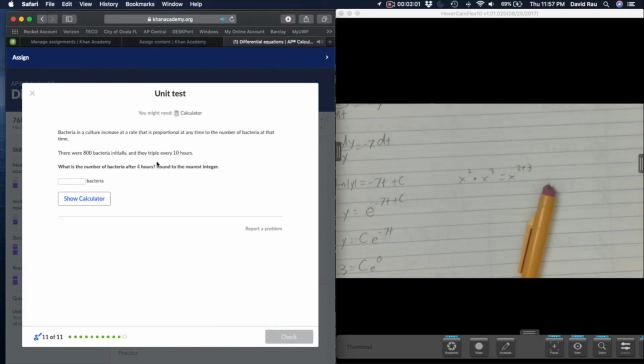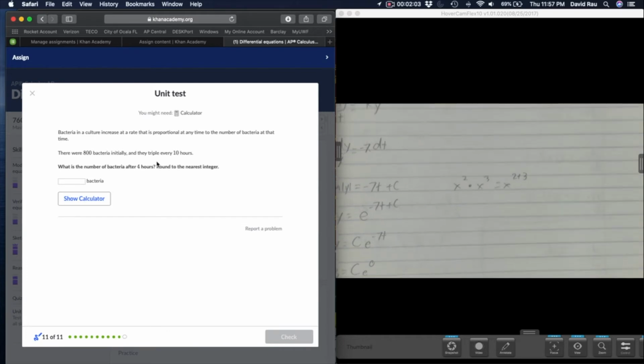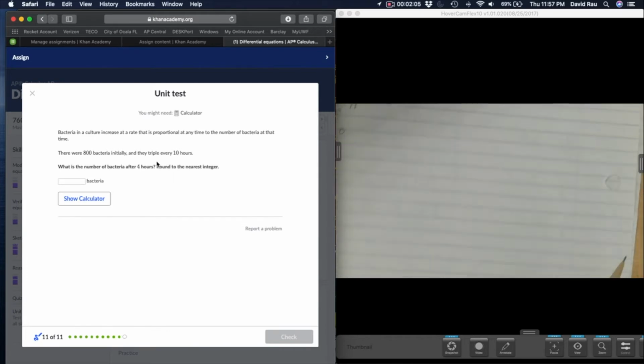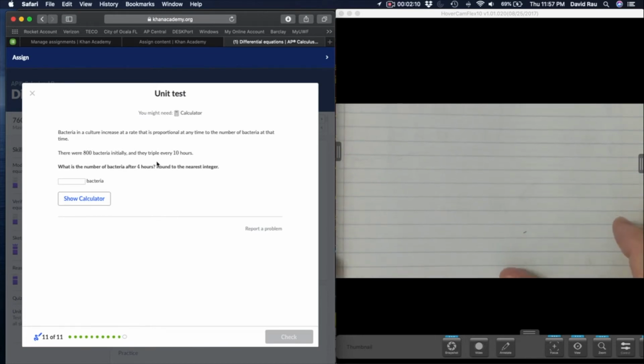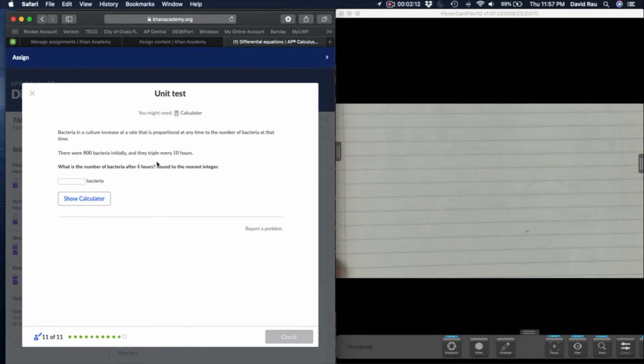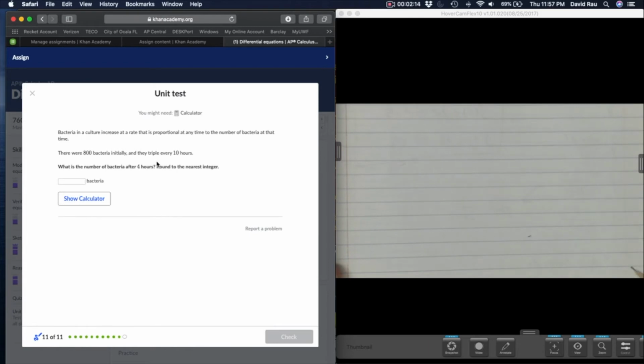All right, last question. All right, the worst one. An exponential model in a word problem. Now this would be a popular FRQ question, so definitely take note of what's going on here. Let's go for it.